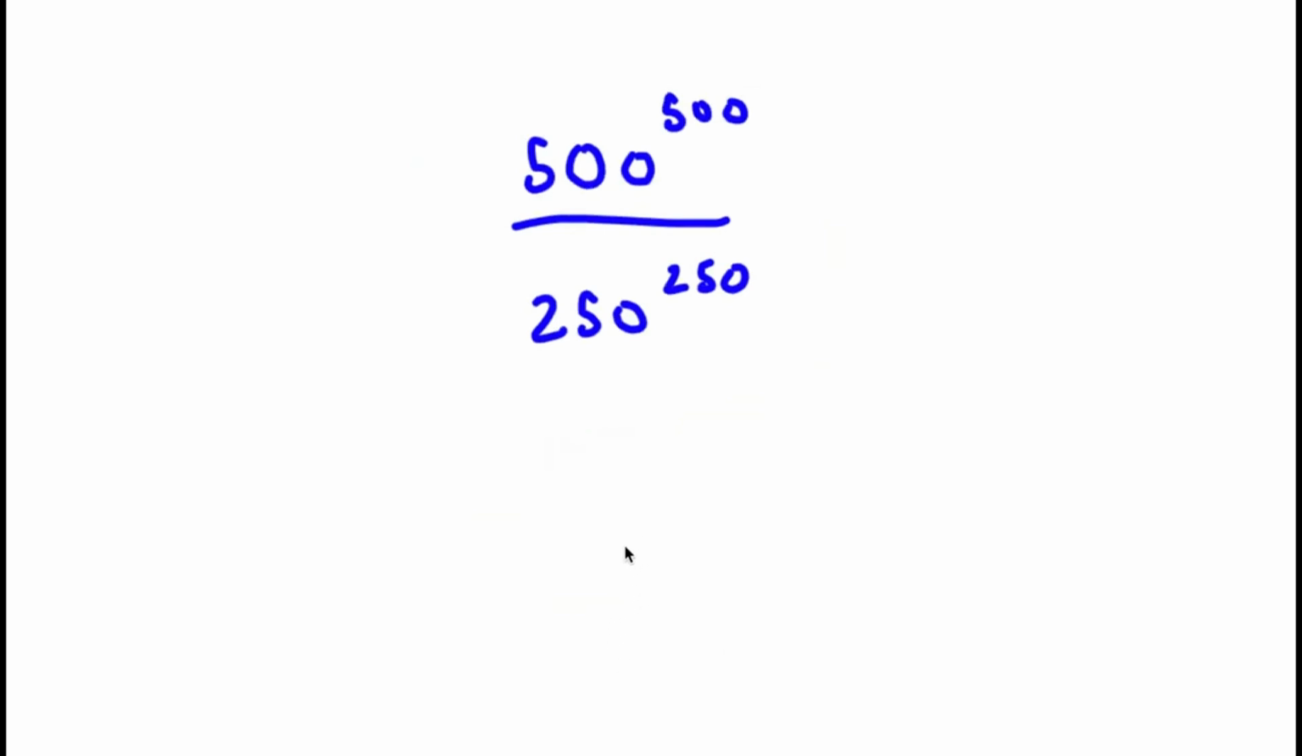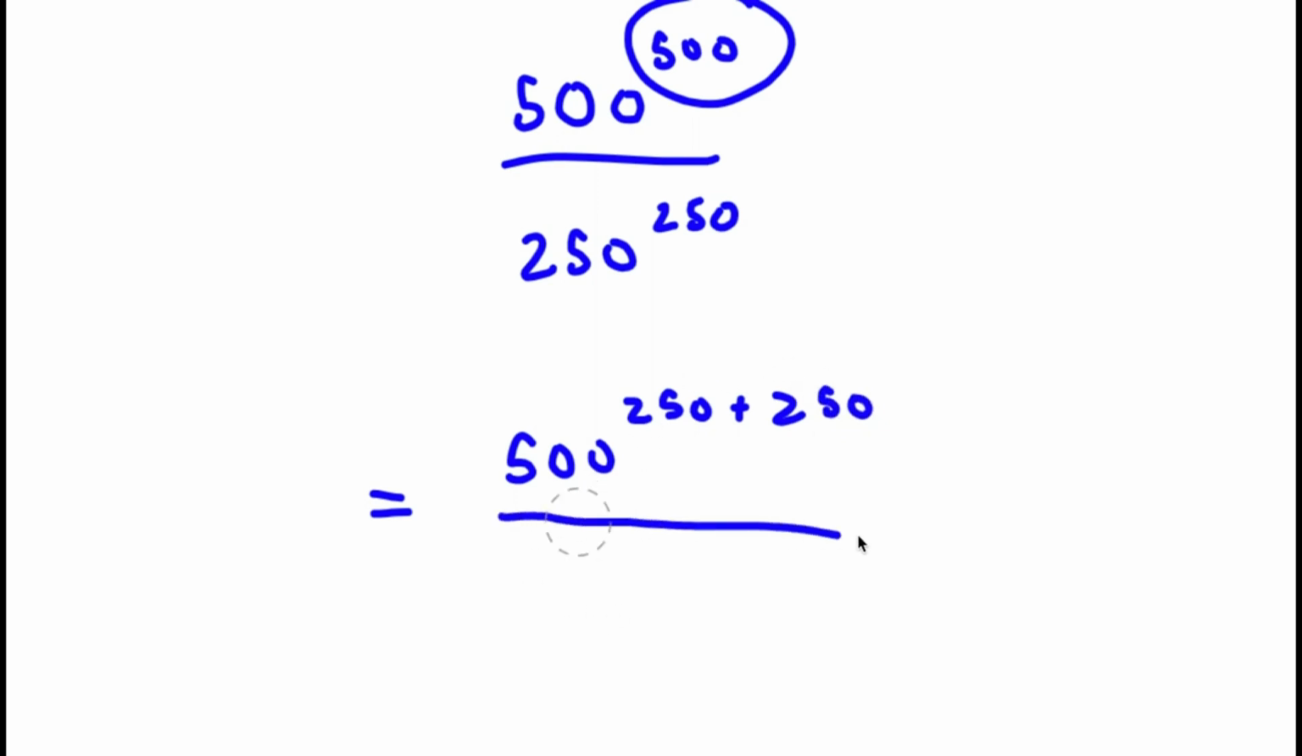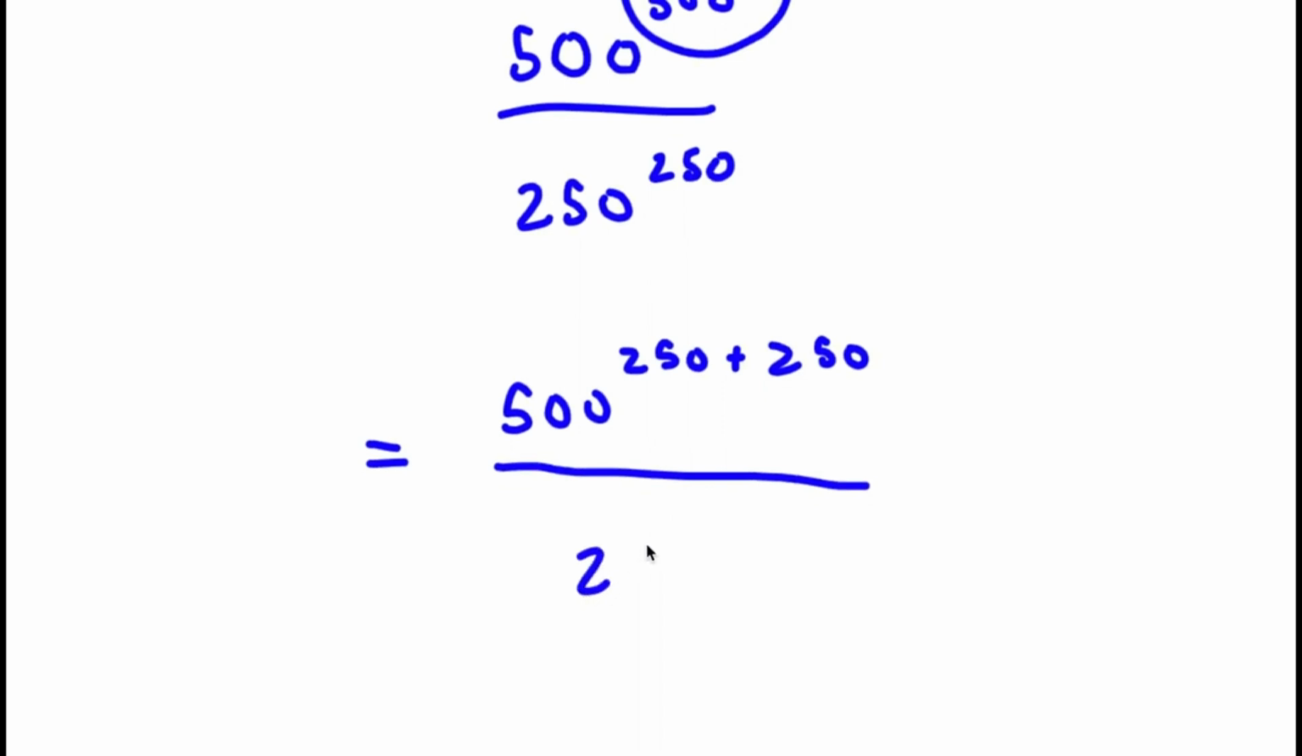Alright, so in this problem, I have 500 to the power of 500 over 250 to the power of 250. So, what I'm first going to do is rewrite my exponent 500 here as 250 plus 250. So now I have 500 to the power of 250 plus 250, and now I have this over simply 250 to the power of 250.